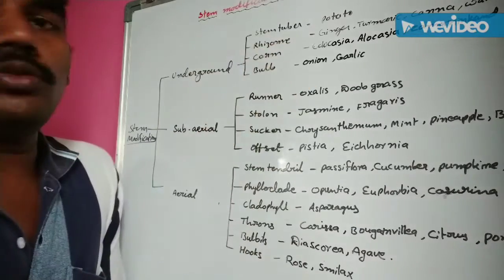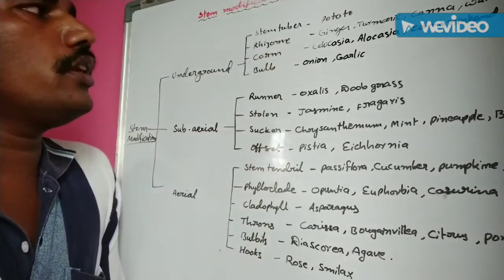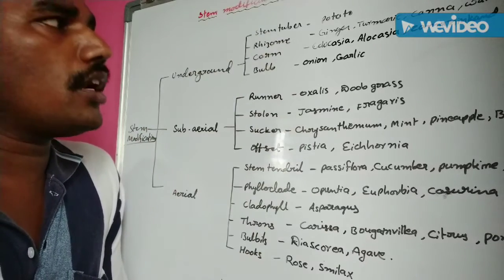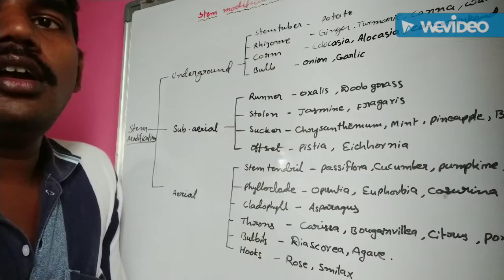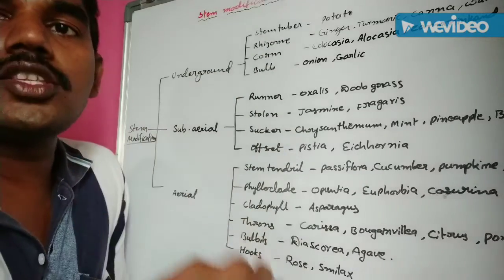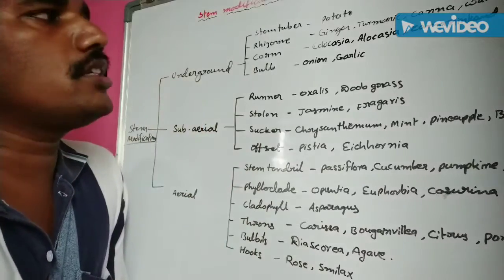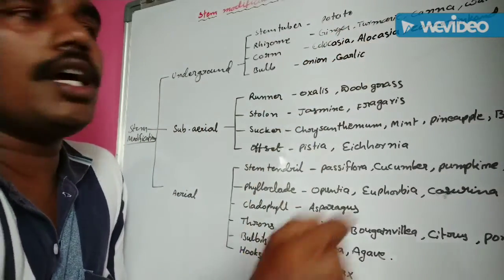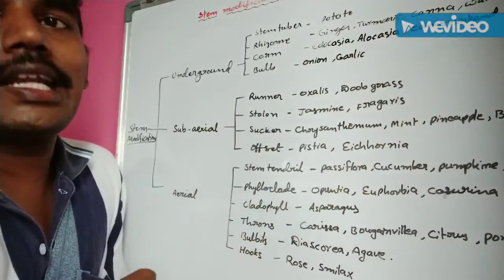Next one, rhizome. It grows horizontally in the soil and is also distinguished into nodes and internodes. Every nodal region consists of scaly leaves. The axillary region of the scaly leaves consists of axillary and also terminal buds. Best examples: Zingiber officinale, turmeric, Curcuma longa, canna, and also water lily.